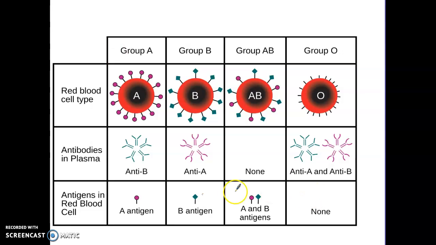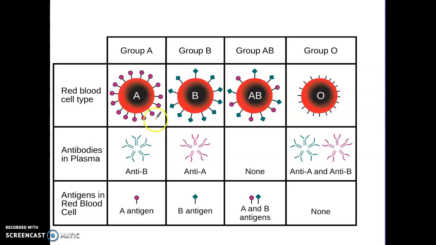All right. Your blood type is either type A, type B, type AB, or type O, and then there's a positive and negative Rh factor also associated with that, but we're going to ignore that for right now.